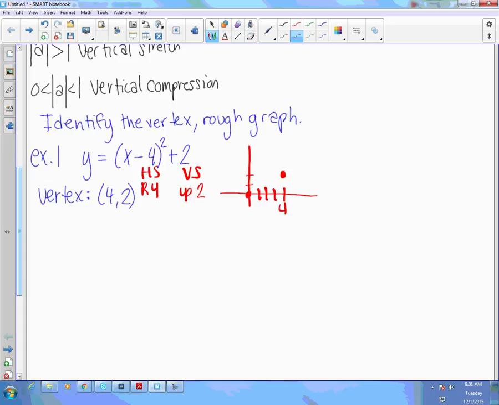Look at the a. See there's the multiplier in front of the parentheses. What number is in front of the parentheses? Quentin? The 1. If it's not there, it's 1. Does multiplying by 1 do anything to them? No. So it's going to be our standard parabola, and it's positive, so it goes up.